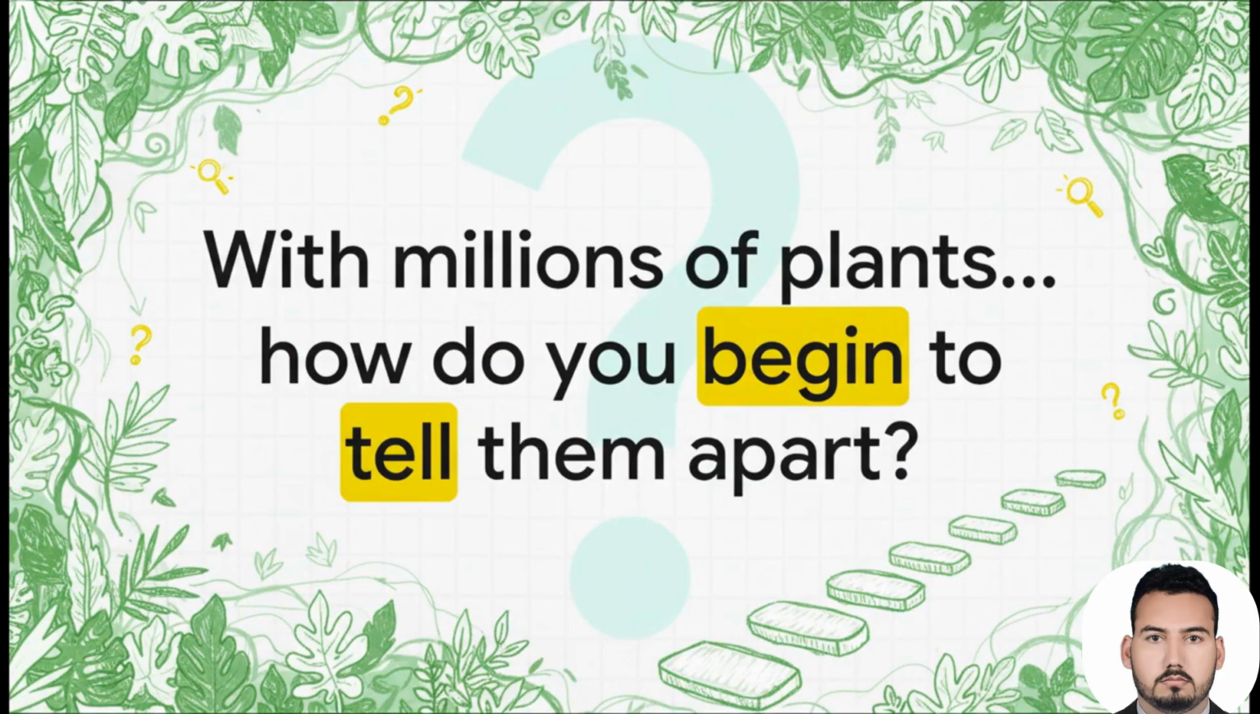No, really, think about it for a second. With millions of different species, it seems kind of impossible, right? Just this giant, chaotic green jungle of information. But, like any good mystery, there's a system. There's a set of clues that, if you know what to look for, can lead you right to the answer. And today, we're going to follow those clues together.